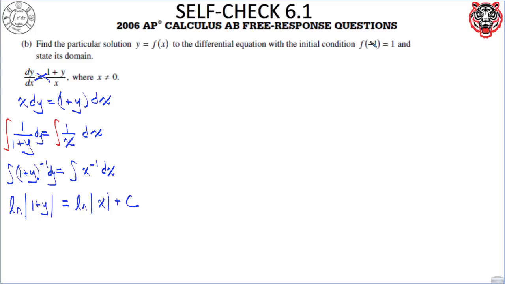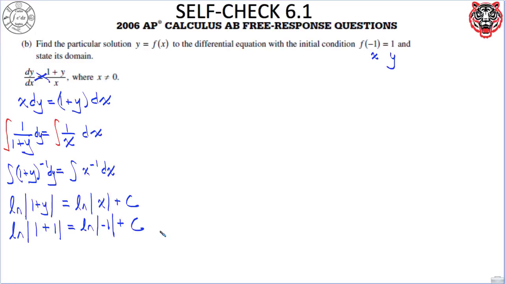And we also have this initial condition f of negative 1 equals 1. So this is our x, that's our y. So plugging in for step 3, we have the natural log of 1 plus our y, which was 1, is equal to the natural log, and notice I'm leaving this as a 1 plus 1, not 2. There is a chance that we might make some mistake here, so I'm just leaving it as simple as possible to make sure I get those points. Natural log of the absolute value of negative 1 plus C.